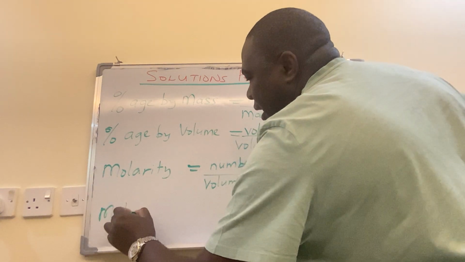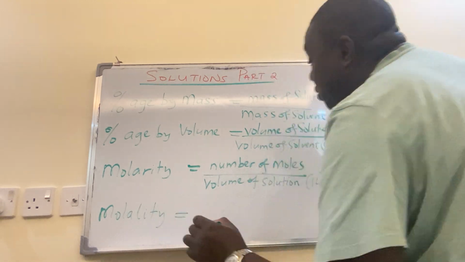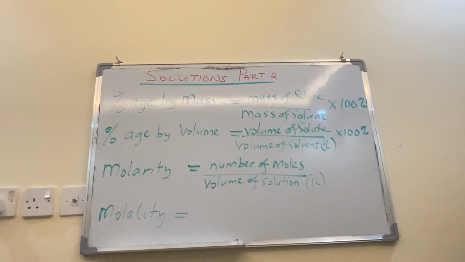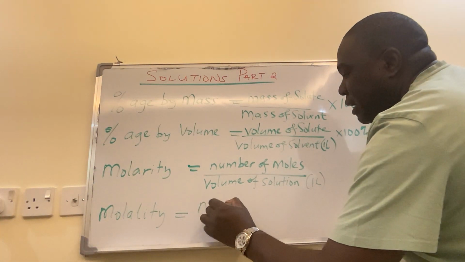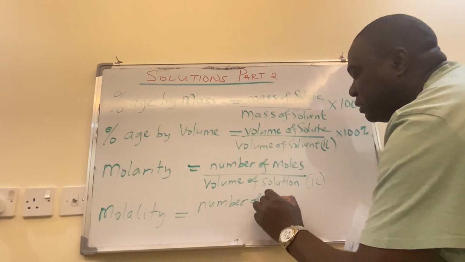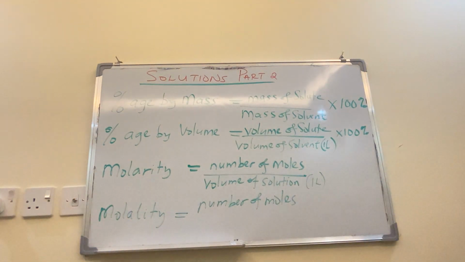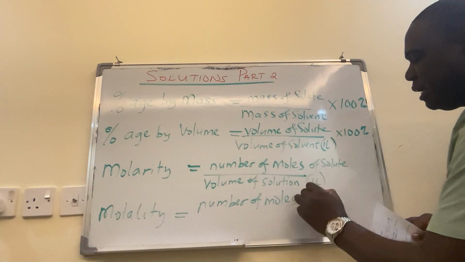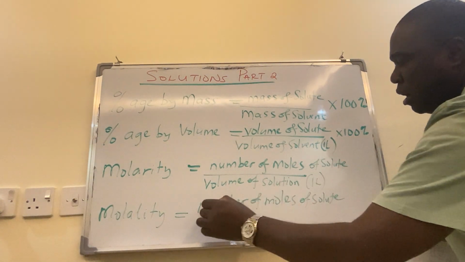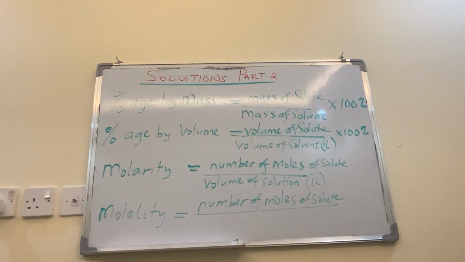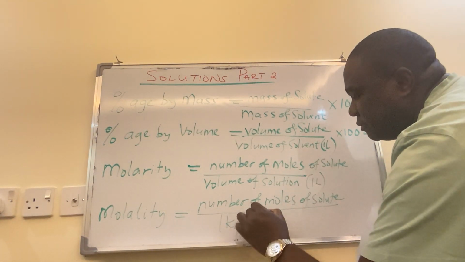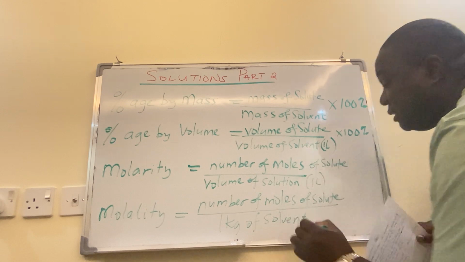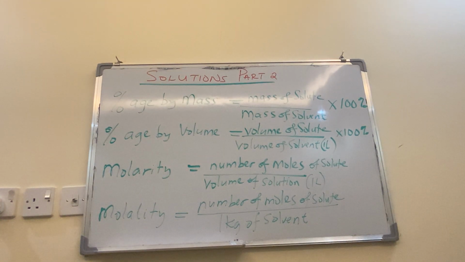You need to be in a position not to confuse the two, please. This one now is number of moles again. It's number of moles of solute, over, and that's where the difference comes now, over 1 kilogram of solvent. So for molality, we don't look at the volume of solution, we look at the mass of the solvent.